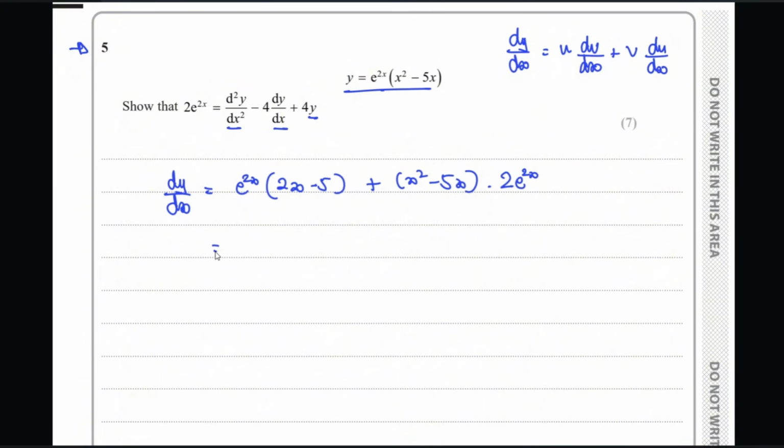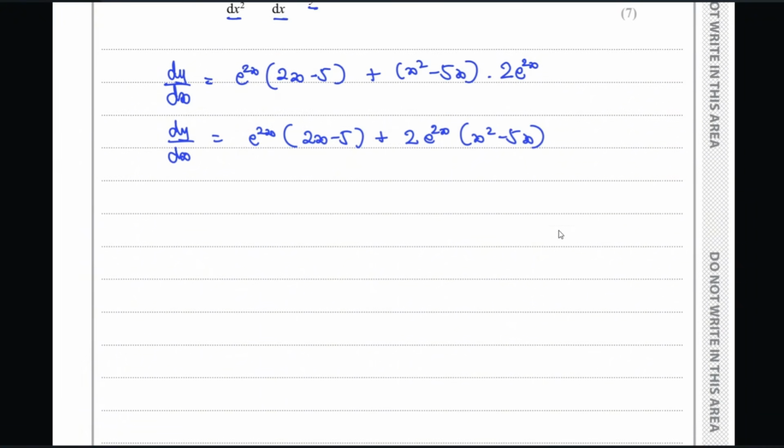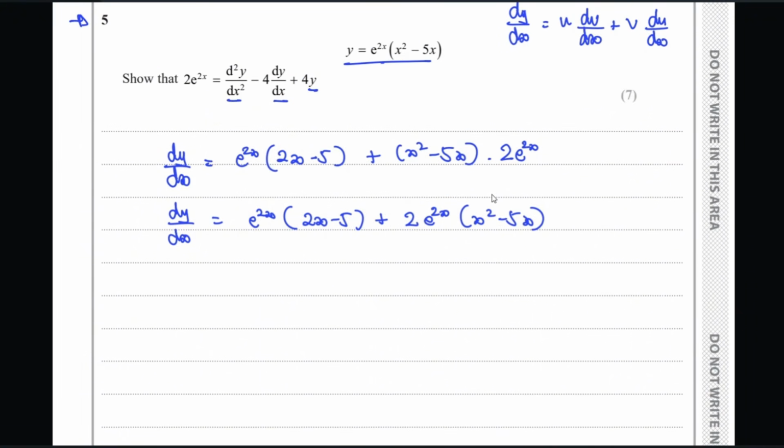If I rearrange the equation, dy over dx is equal to e to the power 2x times 2x minus 5, plus, we can move 2 in front, and we can also move e to the power 2x in front, 2 times e to the power 2x times x squared minus 5x. Okay, let's leave it this way for now, and let's see what happens when we differentiate this again for d squared y over dx squared.